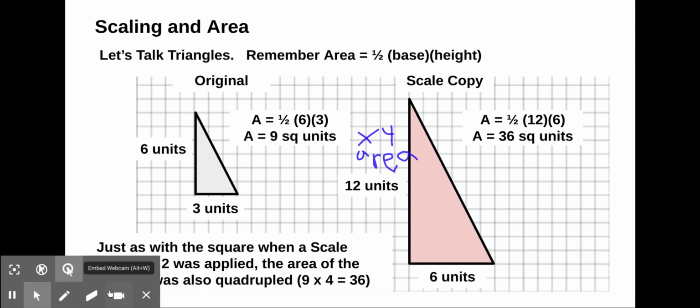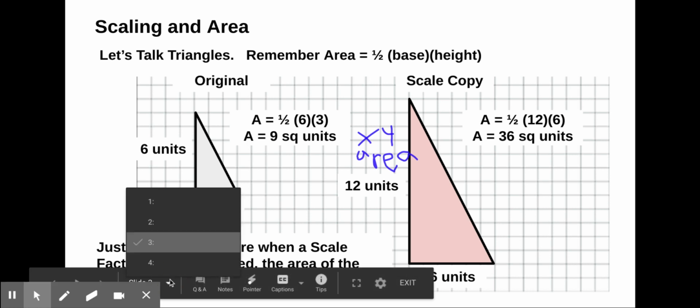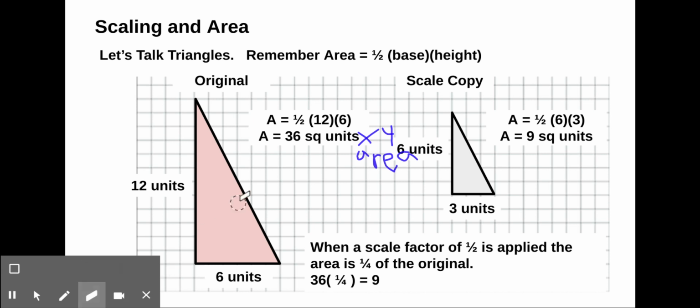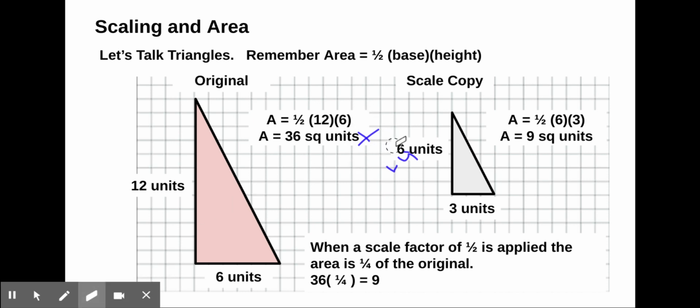Next slide. Last slide here, slide 4. All right. Let me get my eraser out for this last slide here. Now I'm going to talk about going in the reverse direction. For this one right here, what I've done is I've flipped them around. I made my larger one the original and the scale copy be the previous original one. And so we're going in reverse order.